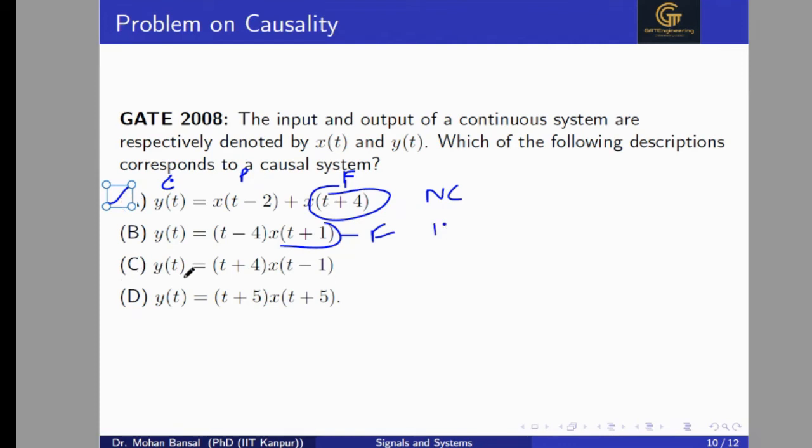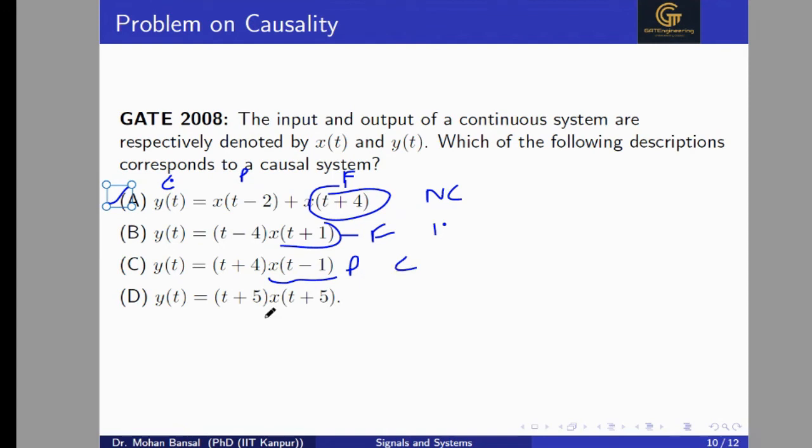y(t) is depending on the future value, so it is also a non-causal system. Now here y(t) = (t+4) x(t-1). So we will check the signal x(t), not t+4. Here x(t-1) is the past value for y(t), so y(t) is depending only on the past value of the input signal. So it will be a causal system.